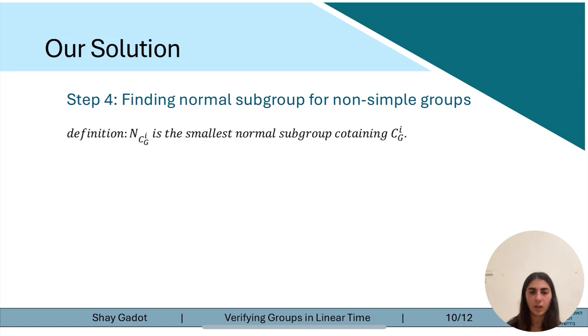We now define NCGI to be the smallest normal subgroup containing CGI. Why is it not always CGI? Because in the case when it's not closed under multiplication, we need to add elements from other conjugacy classes, and then for it to still be a normal subgroup, we need to add all of the conjugacy class of the elements we add to the group.